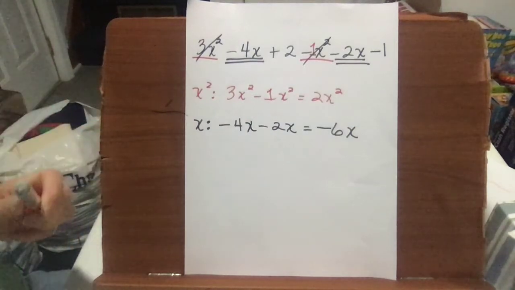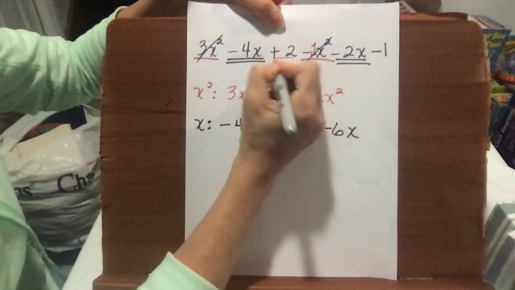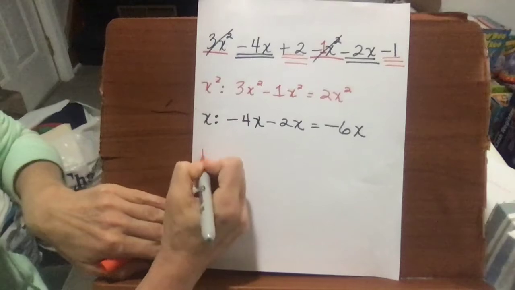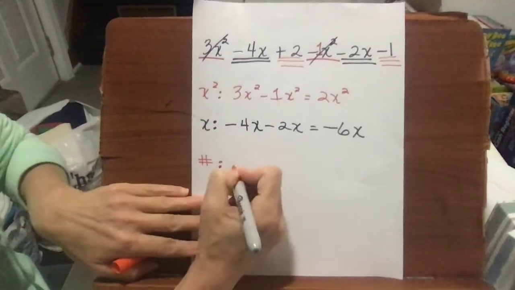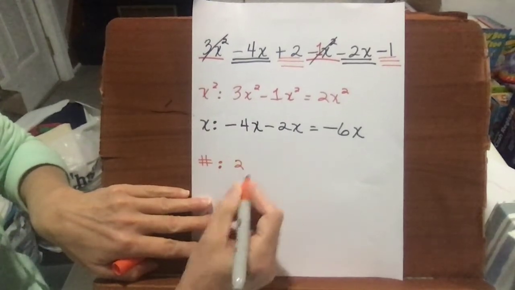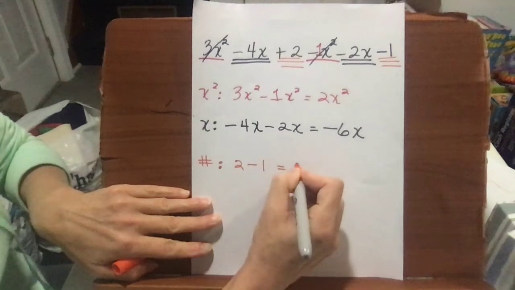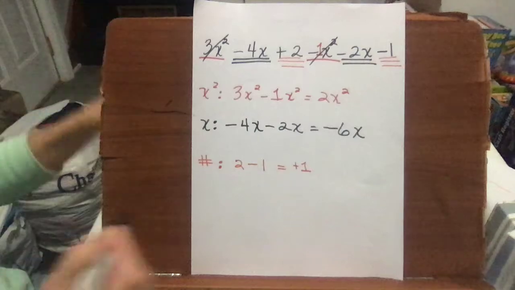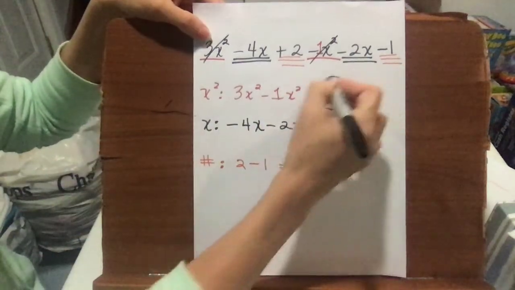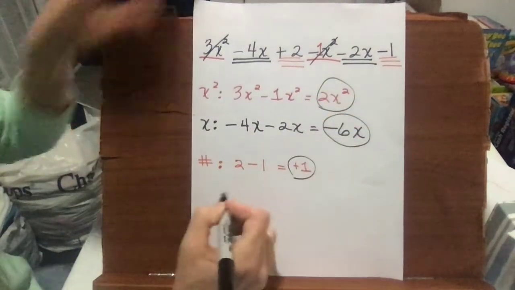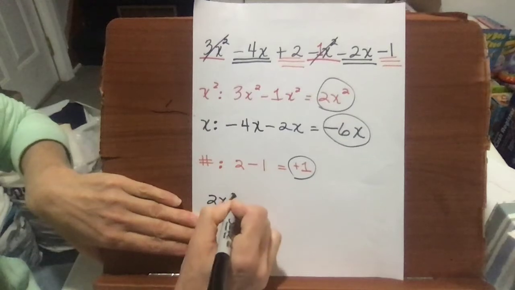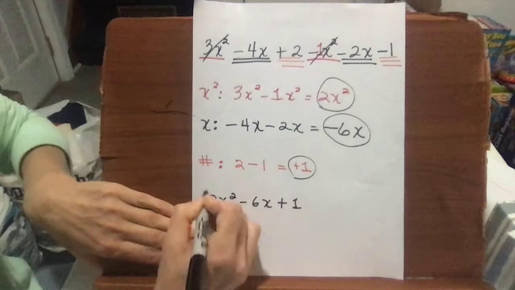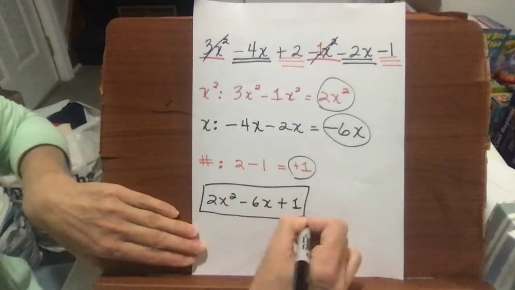All right. And then lastly, we have the number terms, positive 2 and minus 1. So we have 2, which is positive, minus 1, which equals positive 1. Okay, so now we're in a good position to take all of our final results and write them as 2x squared minus 6x plus 1. And that's our final answer for combining like terms.